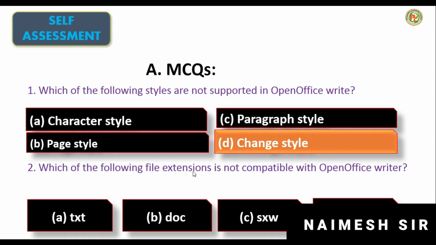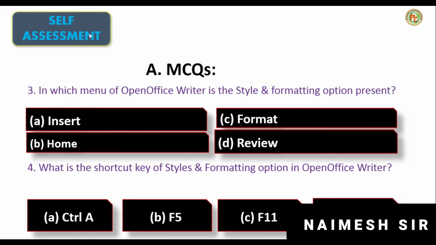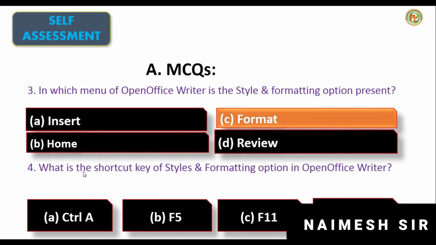Which of the following file extensions is not compatible with OpenOffice Writer? So in that, CSV file is not compatible with that. In which menu of OpenOffice Writer is the style and formatting option present? So it is format. What is the shortcut key to style and formatting option in OpenOffice Writer? So that is F11.